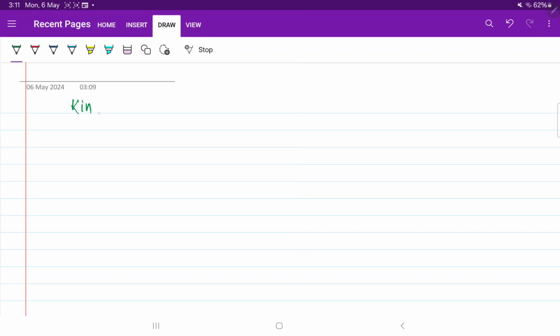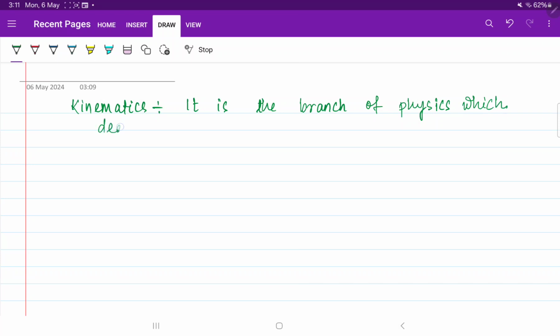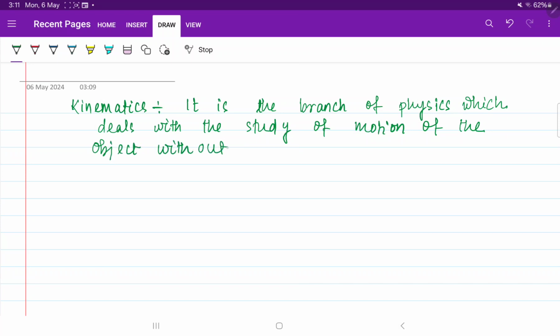Kinematics is the branch of physics which deals with the study of motion of the object without considering the force acting upon it.